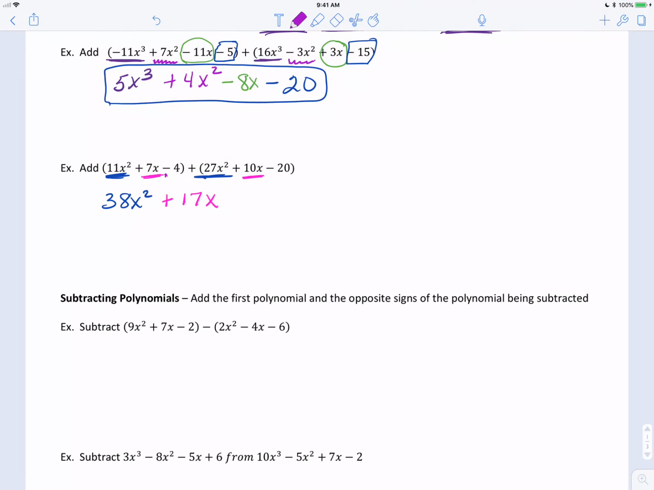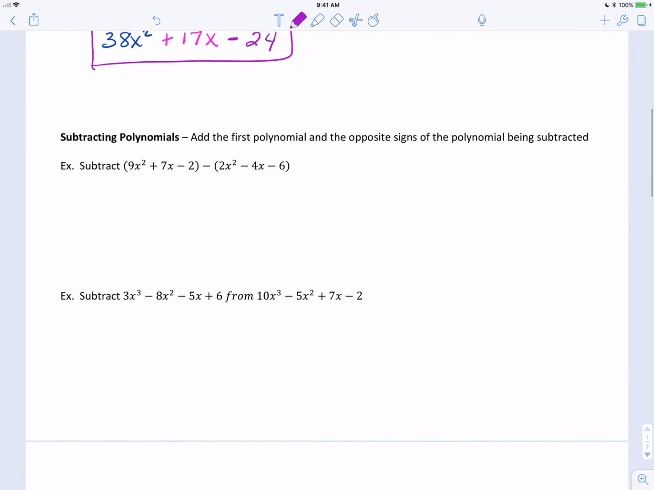Then we're going to have our negative 4 and a negative 20. So negative 24. There's your final answer. All right, so adding them together is pretty easy. The most common mistake is to think that you're adding those exponents also. And remember, when you're adding terms, you're just adding how many of those like terms do we have.